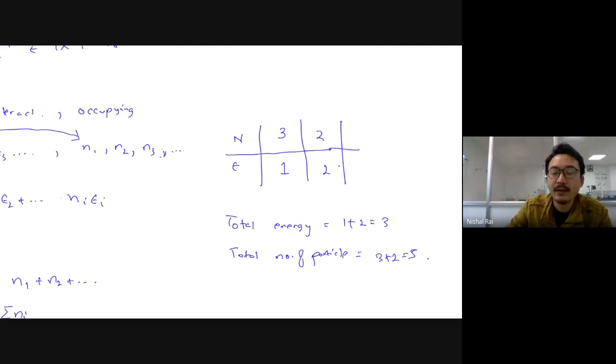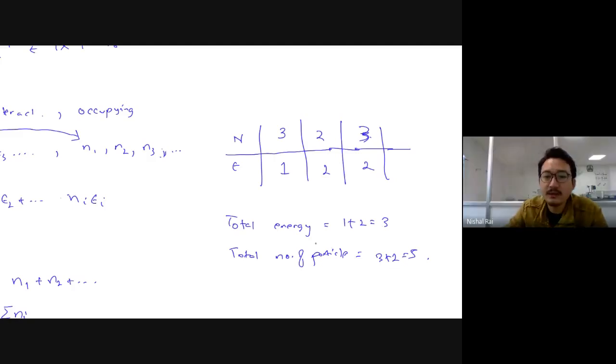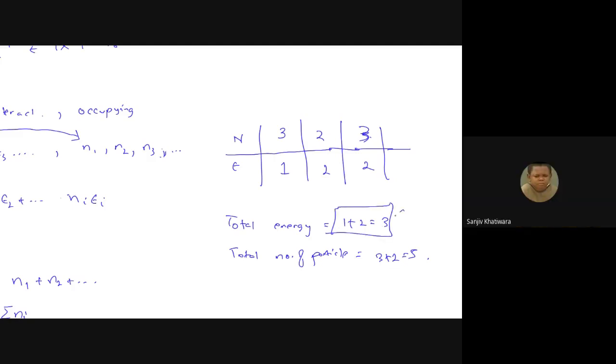Let's consider one more: 3 particles having energy 2. Now there are different combinations in which you can get the total energy. Is this point clear or not? Yes, sir. Is the total energy this much, 3?